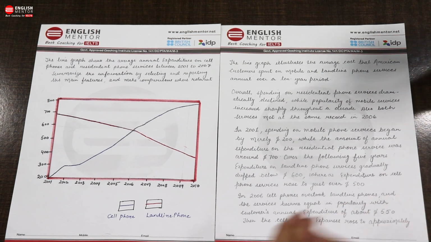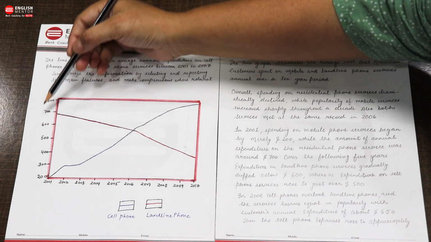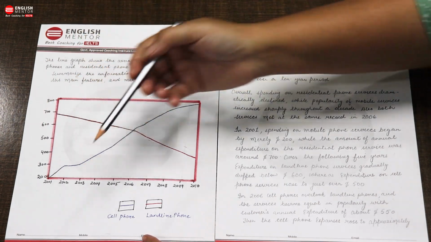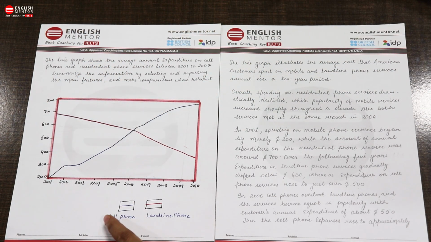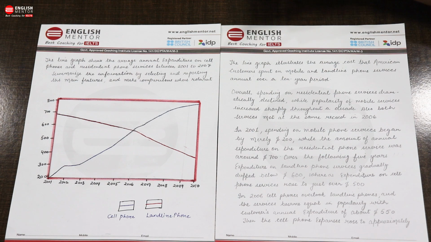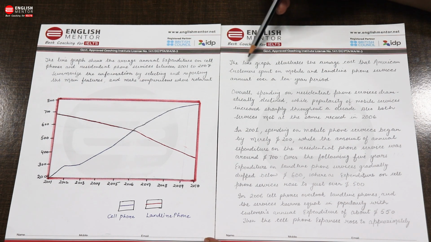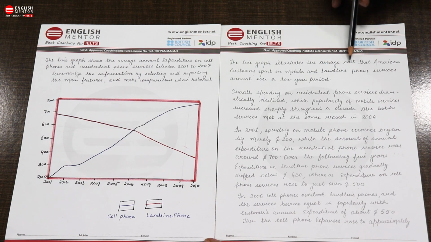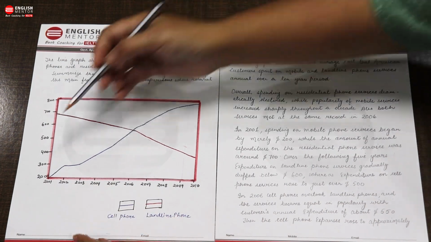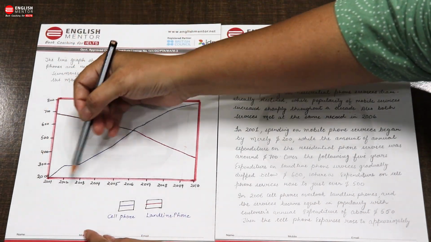So this is a line graph. These are the amounts given to us and these are the years. The blue line represents the cell phones, and the red line represents the landline phone. So let's start. First of all, we'll write the introduction statement. The line graph illustrates the average cost that American customers spend on mobile and landline phone services.